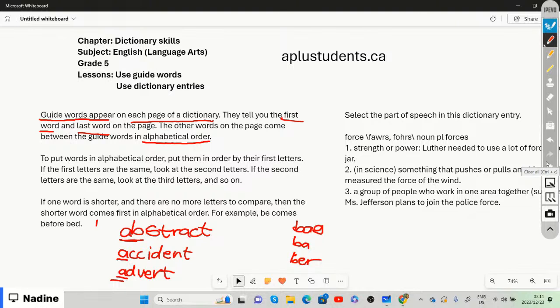But like I say, the dictionary is basically guiding you in order to make it much easier for you to be able to look up certain words. For example, on each page of the dictionary, they tell you the first word and the last word, and all the other words in between are in alphabetical order.